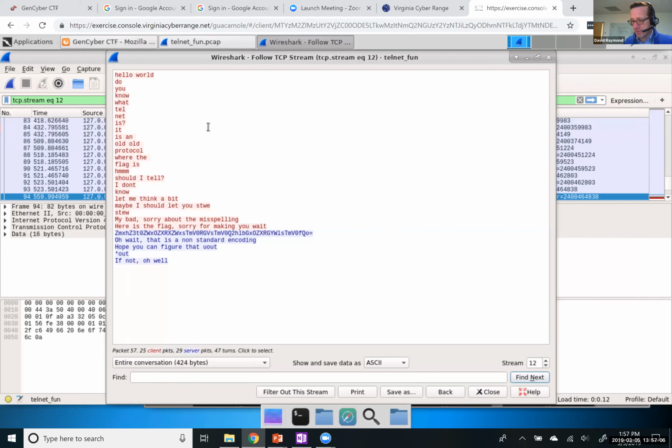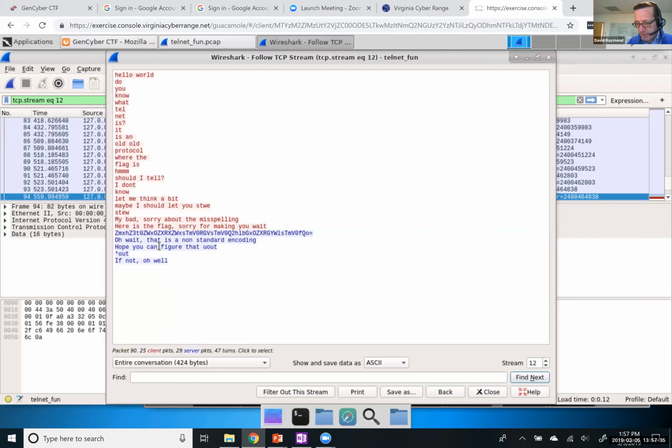So basically this was created, I didn't create this, but one of my students created this. He had the client and the server running as virtual machines on the same computer, got on the client side, made the connection, typed some stuff in, and then he got on the server and typed some stuff in, and so that's why you get the client side of the conversation and the server side. So he says, here's the flag, sorry for making you wait, and then there's this thing.